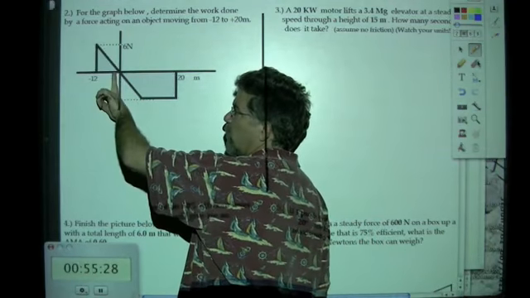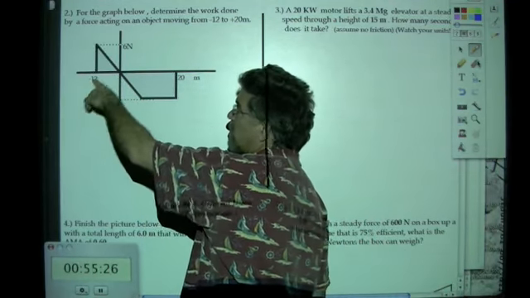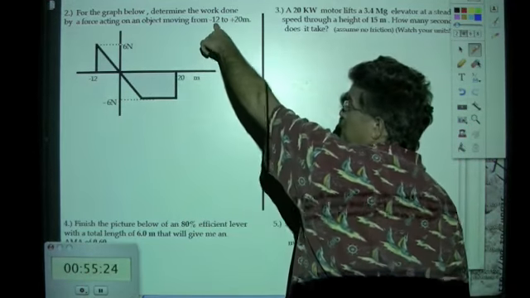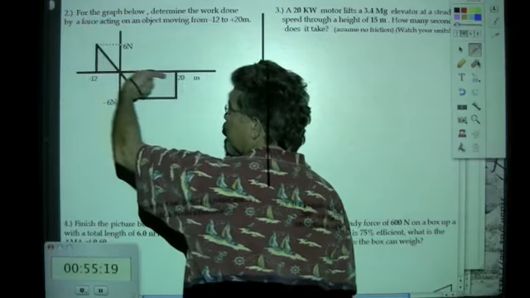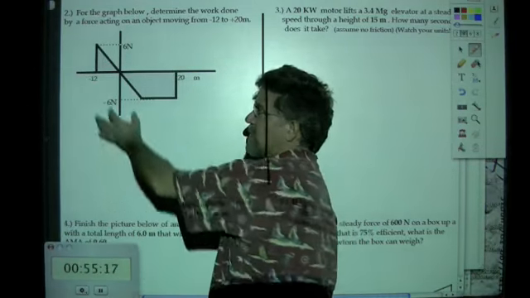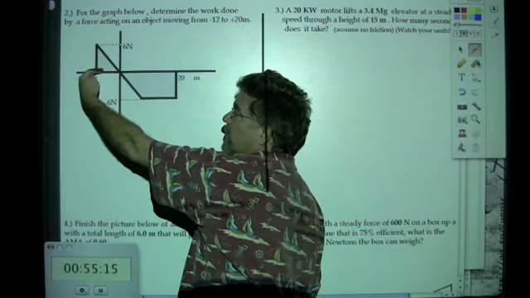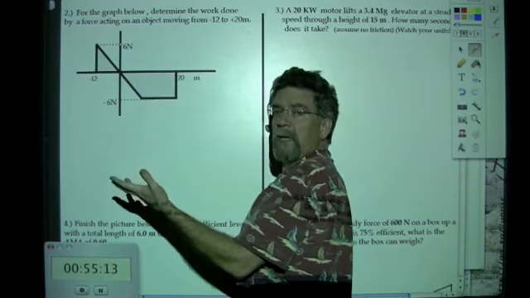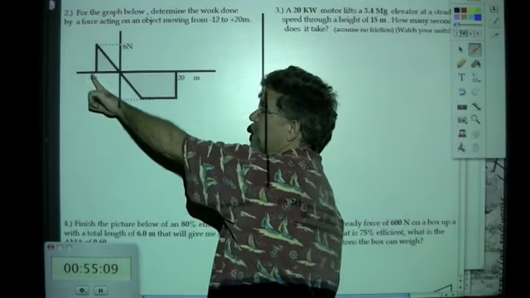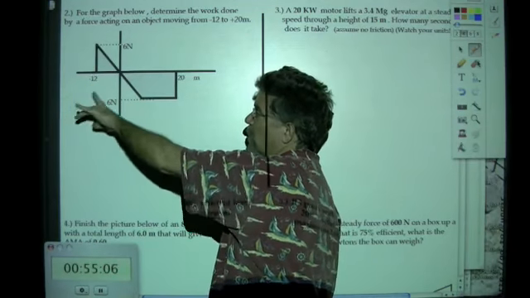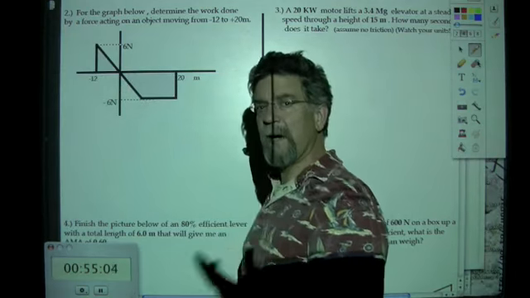Now notice that we're in negative position, but it says that the object's moving from negative 12 to positive 20. So the object's moving in that direction. Well, I don't care that I started at negative 12. If my direction of motion is this way, my delta x, my displacement, is this way, that makes my displacement positive. My displacement is actually a total of 32, right? But now it's not quite the same.